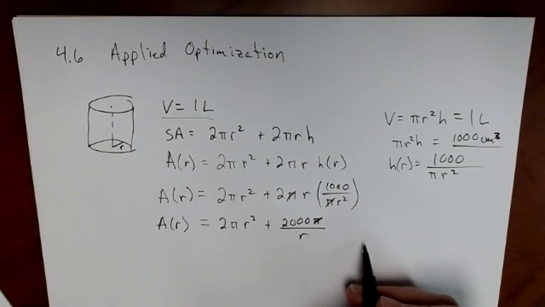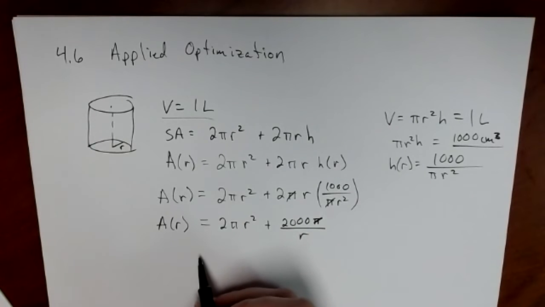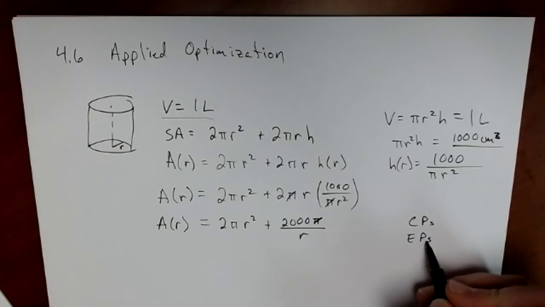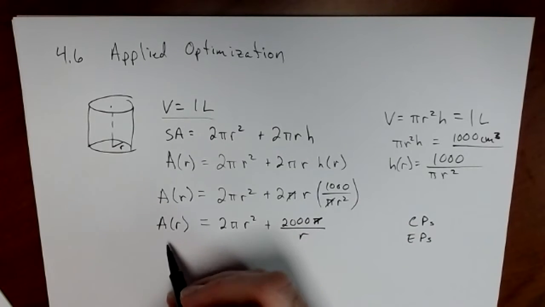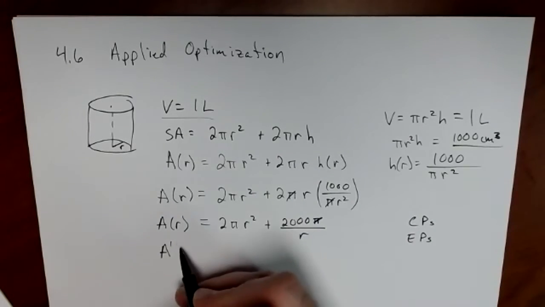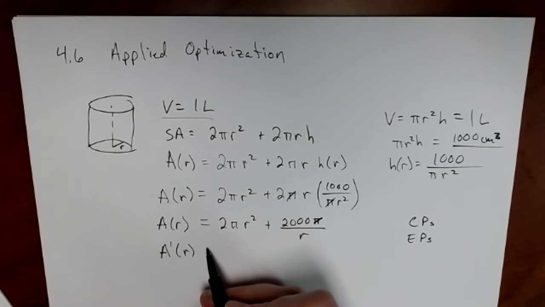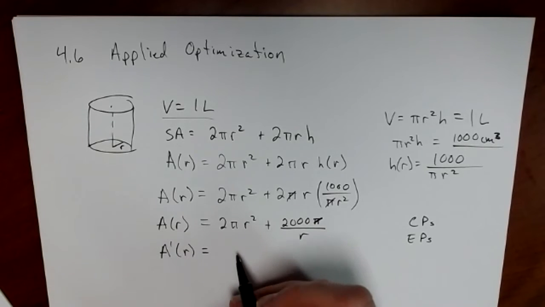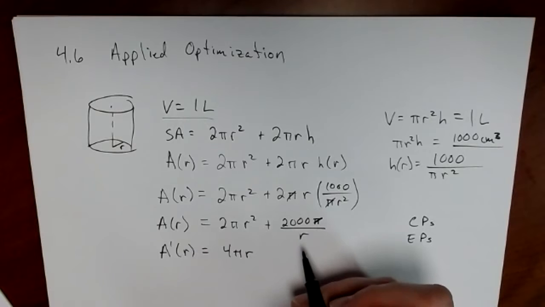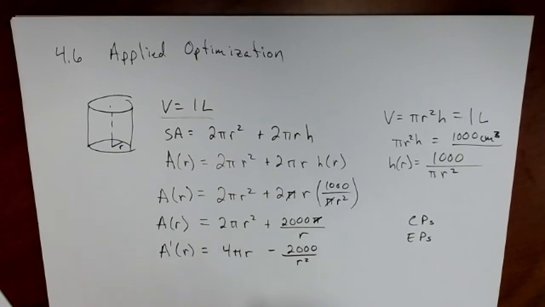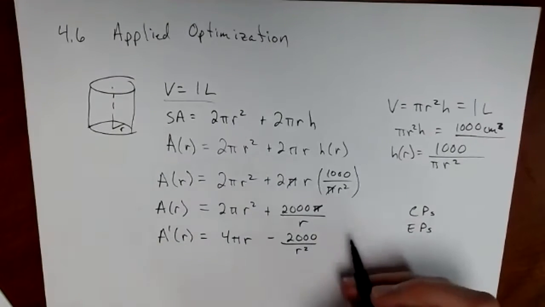So if we want to optimize this using the extreme value theorem, remember we need to find the critical points and the endpoints. So to find the critical points, we're going to take the derivative. Notice r equals 0 could be considered a critical point, but it's not in the domain of our function, so we're not going to worry about that one at all. So A prime of r is 4 pi r minus 2,000 over r squared. We're going to set that equal to 0.